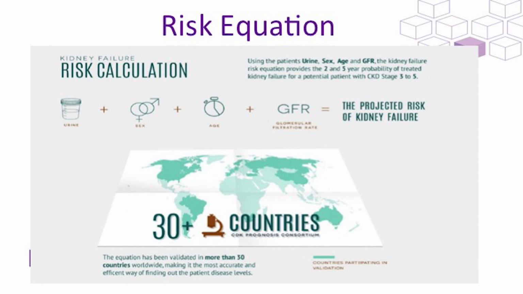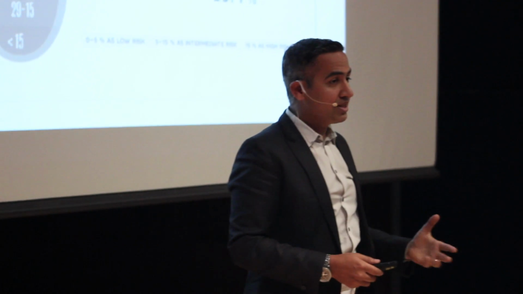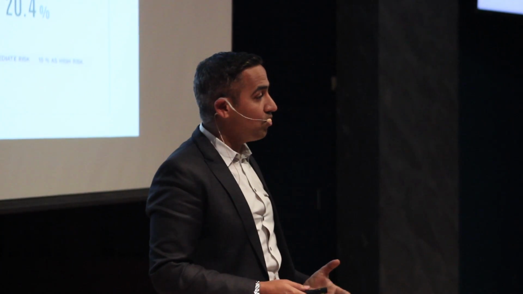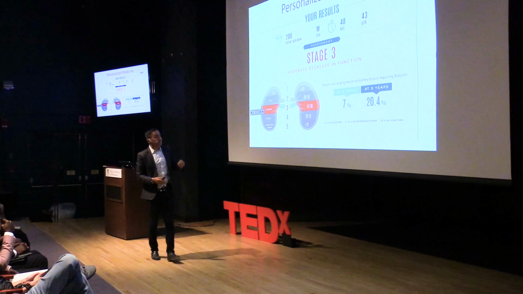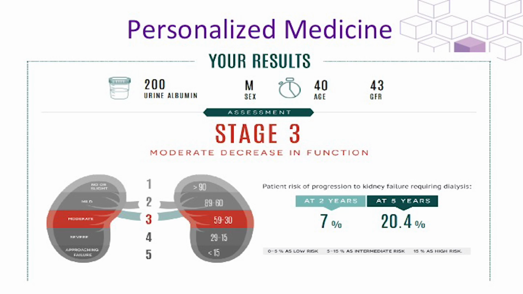And then we show them that using this equation, which has been proven accurate in 30 countries, their individual risk for this 40-year-old man with 43% GFR is 7% at 2 years and 20% at 5 years. We tell them, this is your risk, this is the plan based on this risk, and this is how we're going to keep this risk low. We engage them in taking charge of their own health care. We help them maintain better control of their blood sugar, better control of their blood pressure, and continue to prevent kidney failure and delay its progression.